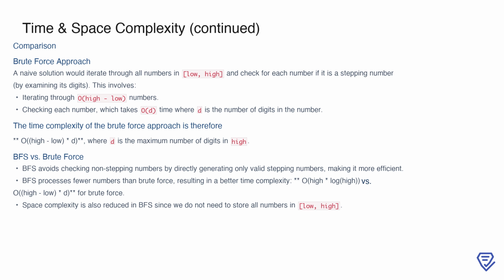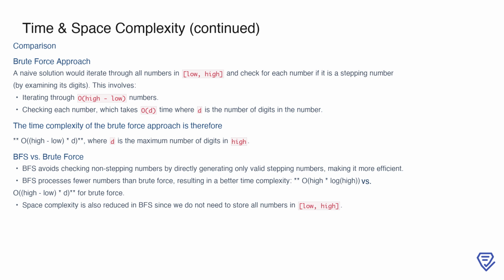To better understand the efficiency of BFS, let's compare it with the brute force approach. A naive solution would iterate through all numbers in the range low, high, and check for each number if it is a stepping number by examining its digits. This involves iterating through high minus low numbers and checking each one, which takes O(d) time, where d is the number of digits in the number. Therefore, the time complexity of the brute force approach is O((high - low) * d).